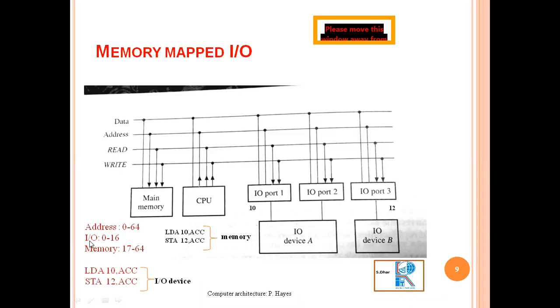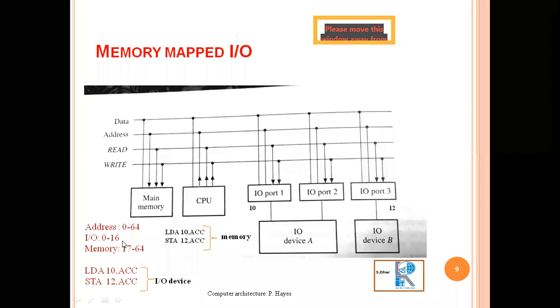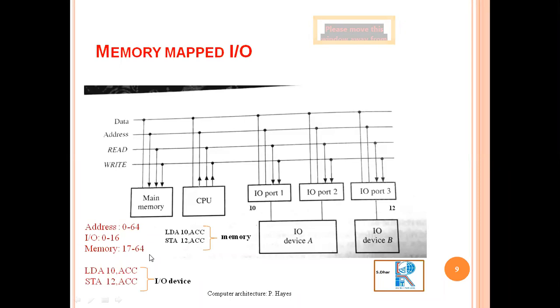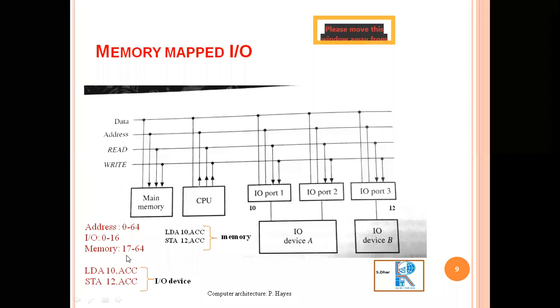Now, suppose IO is reserved for 0 to 16 and memory is reserved for 17 to 64. Again, I repeat, total memory is 0 to 63, not 64. So 0 to 63. IO varies from 0 to 16. Memory location varies from 17 to 63. What is the meaning of that?